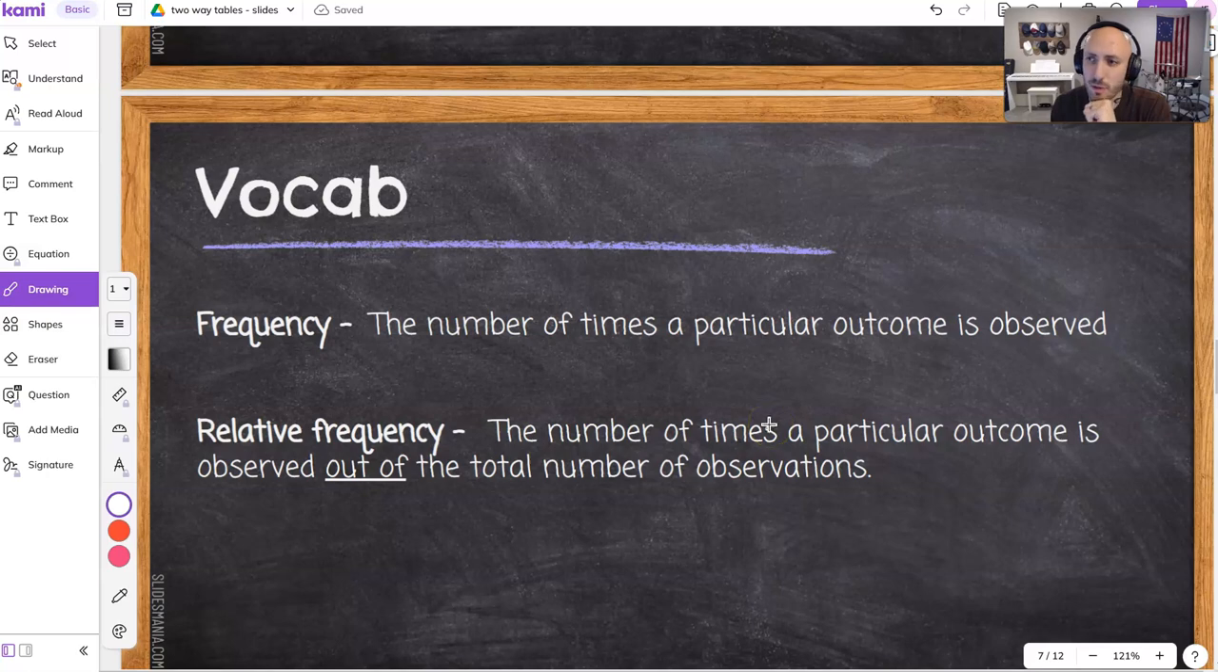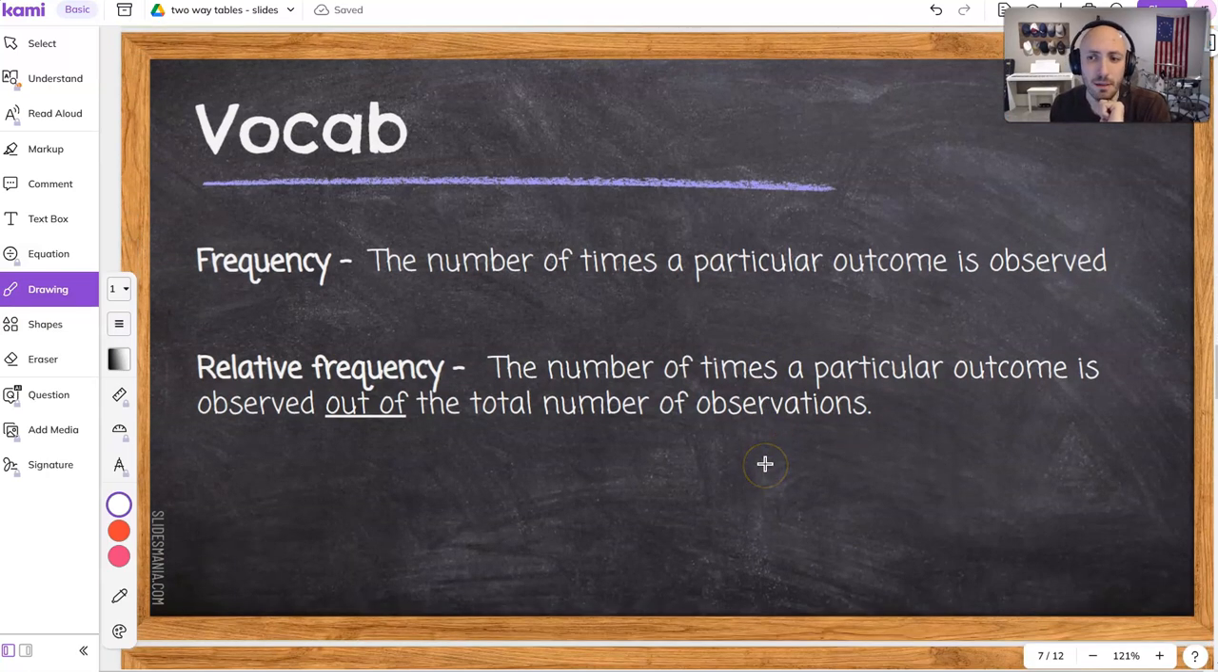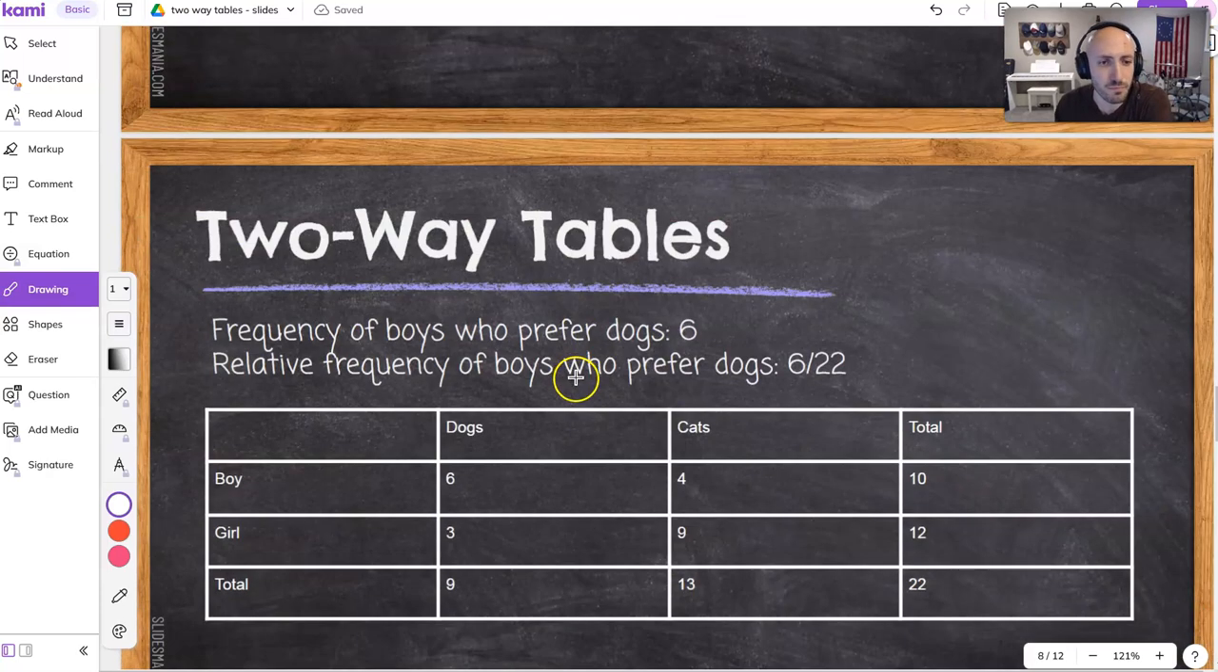Now, relative frequency is very similar, but it is the number of times a particular outcome is observed out of the total number of observations, right? So all you have to do is put that number in the numerator and put the total number of observations in the denominator. It's a fraction, or you could convert it to a percentage, right? So frequency and relative frequency, got to know the difference there. Very similar, but slight difference.